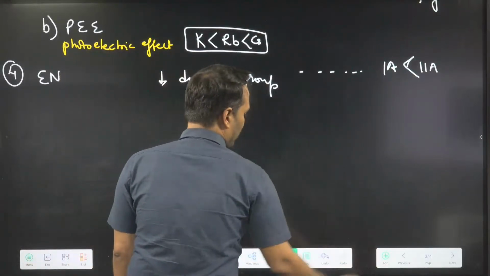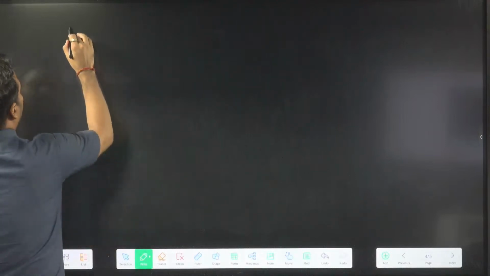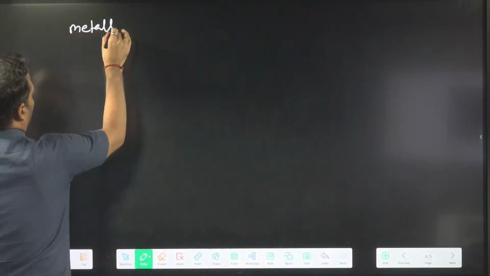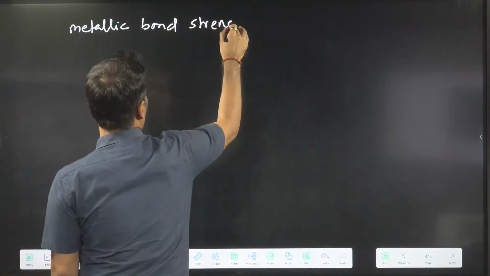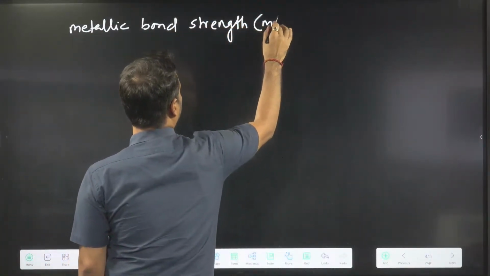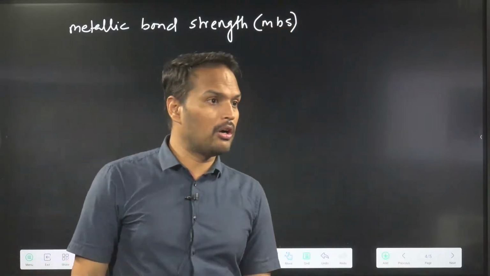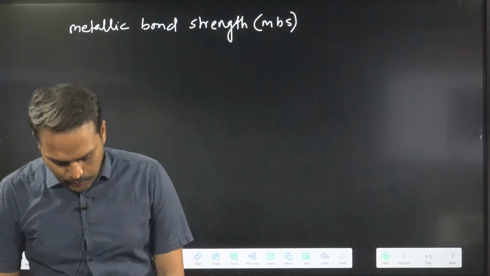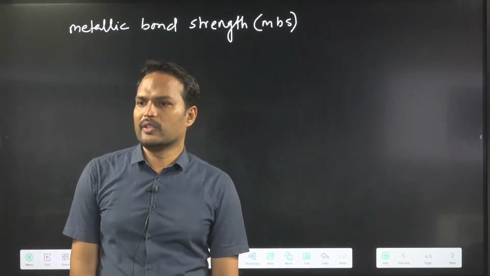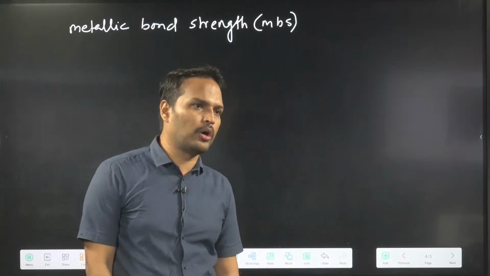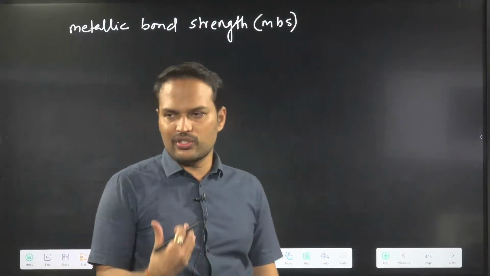What next part we are going to study? Next part we are talking about metallic bond. Metallic bond strength. You can write MBS. Achha, metallic bond strength we are talking about. Before discussing this, I will tell you one thing: don't confuse metallic nature and metallic bond strength. Theek hai na? Metallic nature can be different, metallic bond strength can be different.